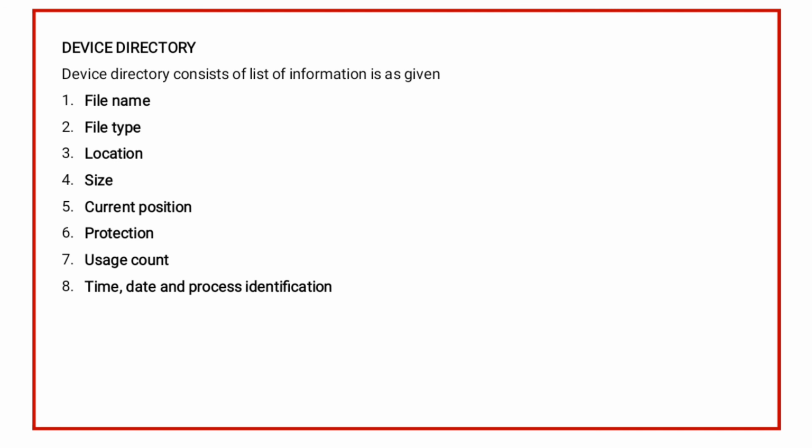Then protection. Protection is the access control information to control reading, writing and executing. Use count indicates the number of processes which are currently using the file. And the last one is time, date, and process identification, which is the information kept for creation, last modification, and last use.